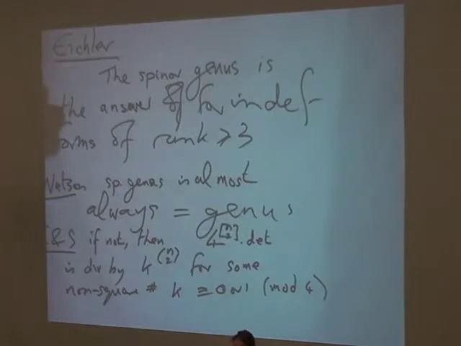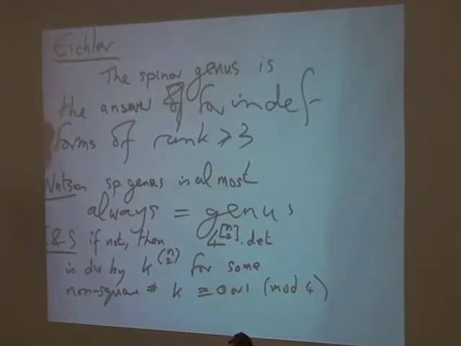So the genus is the answer, almost always. In 3 dimensions, the genus is the answer for all forms of determinant less than 128. Okay. And as I was saying, for 10-dimensional forms, the spinor genus is the answer unless the determinant is absolutely enormous. Okay.